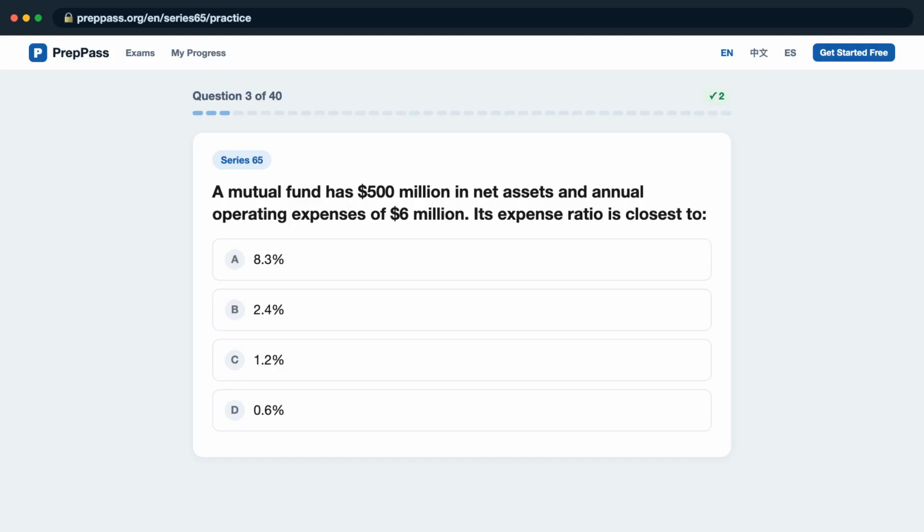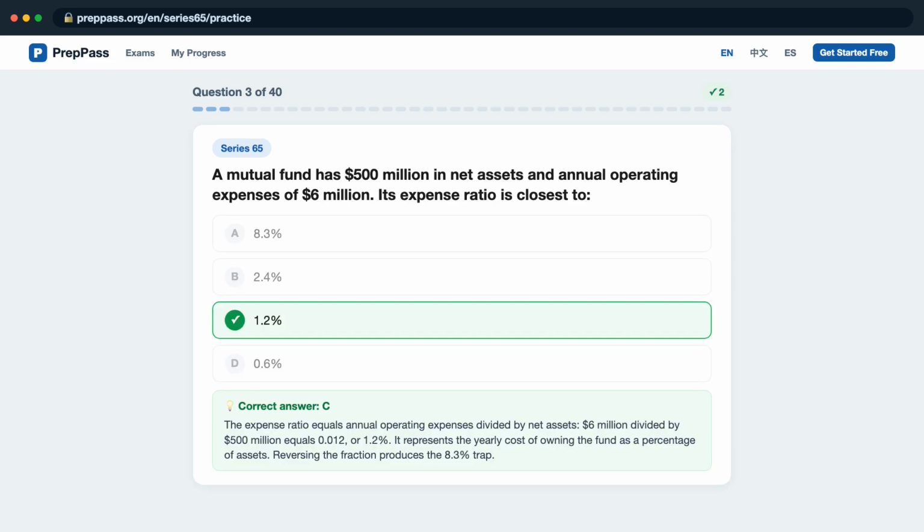Question 3. A mutual fund has $500 million in net assets and annual operating expenses of $6 million. Its expense ratio is closest to, is it A, 8.3%, B, 2.4%, C, 1.2%, D, 0.6%? The correct answer is C.